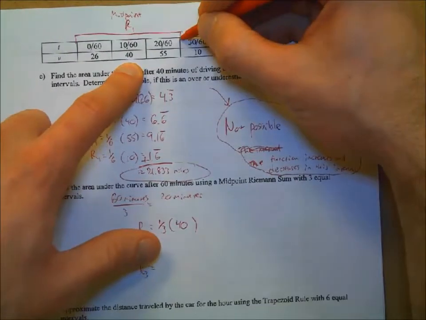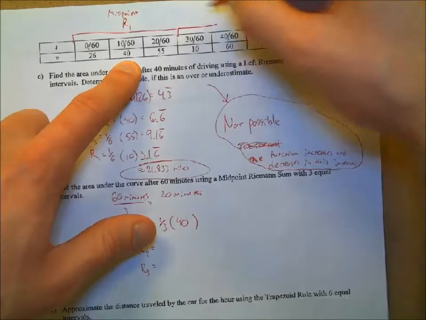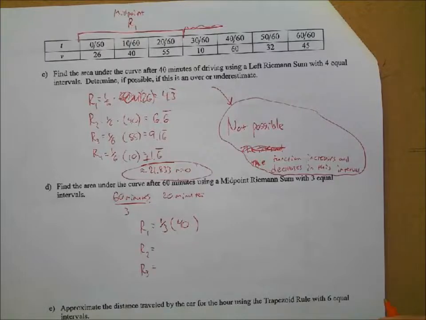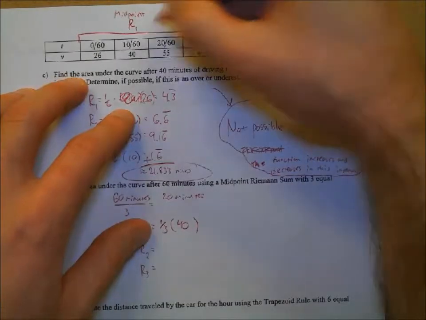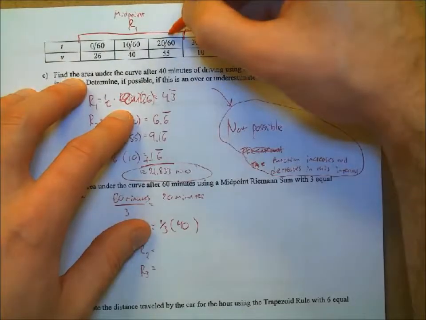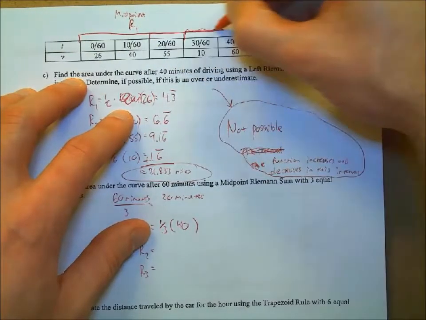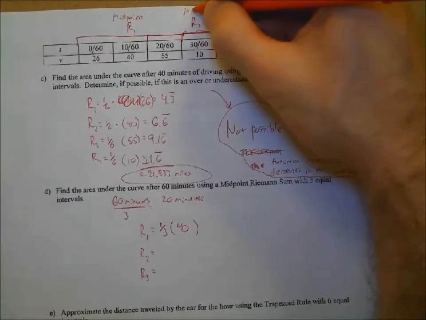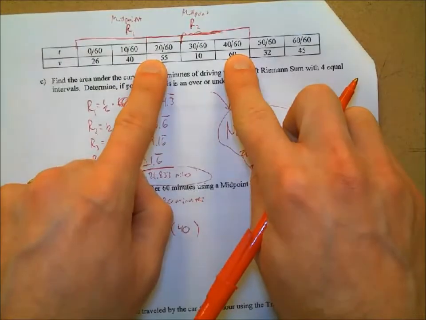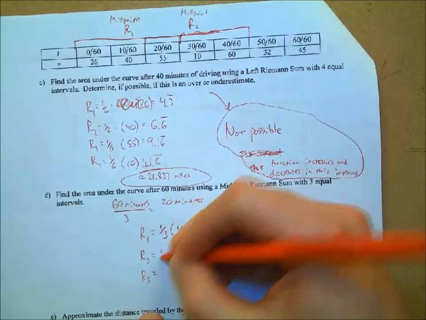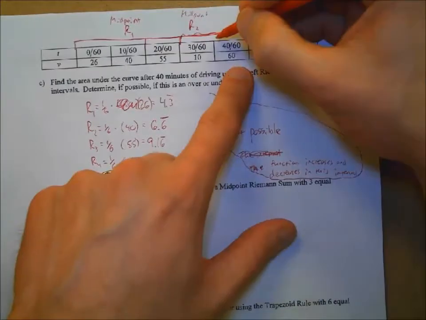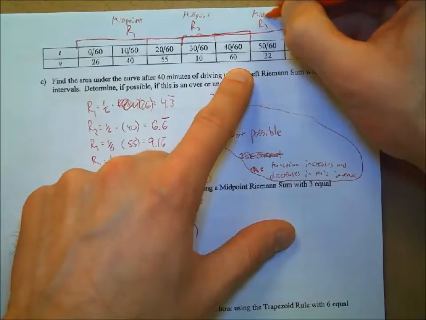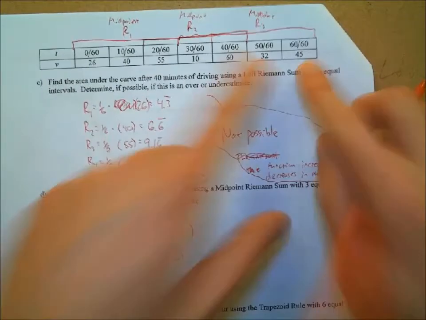The second rectangle here is from 0 to 20. Oh, yes, here we go. Second rectangle will be from 20 to 40 here. So there's R2. What's the midpoint from the 20 to 40? 10. The height will be 10, so 1/3 times 10. And then from the 40 to the 60 there, for our third rectangle, what's the midpoint of that rectangle, of height? 32.